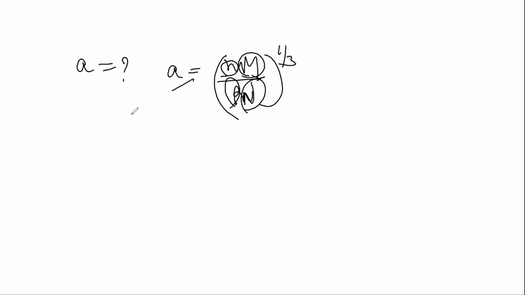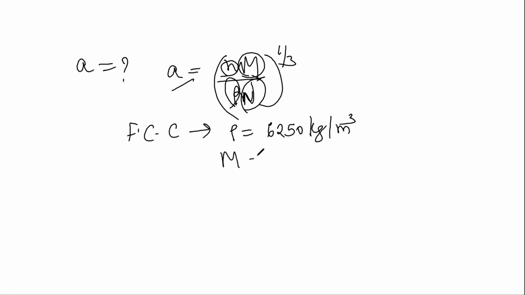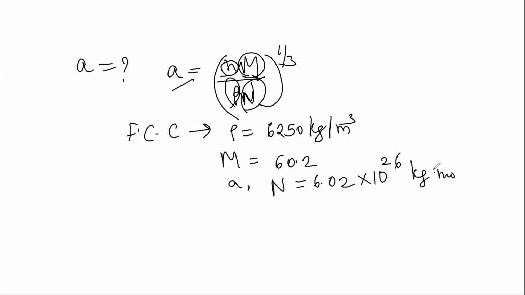Now, a substance with a face-centered cubic lattice is given with density rho equal to 6250 kg per meter cube, because density is mass by volume, kg by meter cube. The molecular weight is also given, that is 60.2. Now calculate the lattice constant A. Avogadro's number you know, you need not be told: 6.023 into 10 power 26 per kg mole. If it is for gram, you will get 6.023 into 10 power 23.